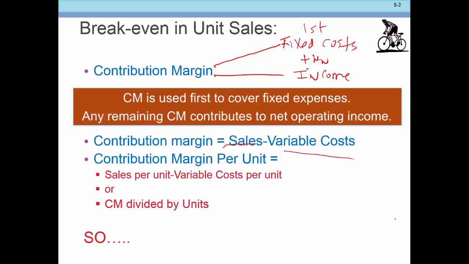Okay, so that's just an overview here, but our contribution margin is first going to cover our fixed cost, and then it's going to what? Contribute to our profit, our income after that. That's what we mean by contribution margin. First contribute to our fixed cost, then our income.